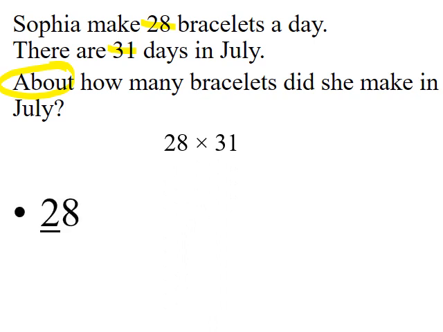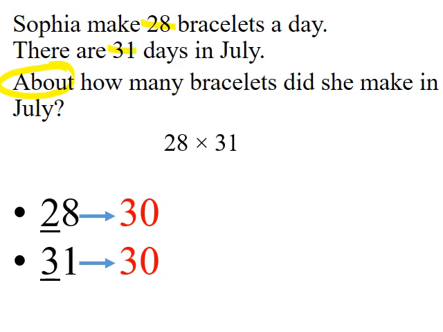First, we start by rounding each factor. 28 rounded to the nearest 10. We look at 8. 8 is greater than 5, so 2 will go up one more and the 8 will become a 0. As for 31, the 1 is less than 5, so the 3 will stay the same and 1 will become a 0. So 28 rounded to the nearest 10 is 30, and 31 rounded to the nearest 10 is 30.